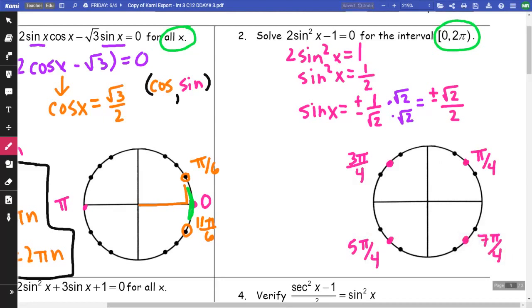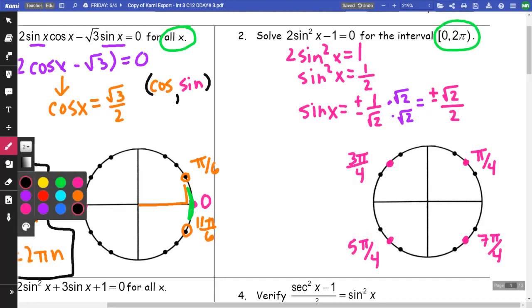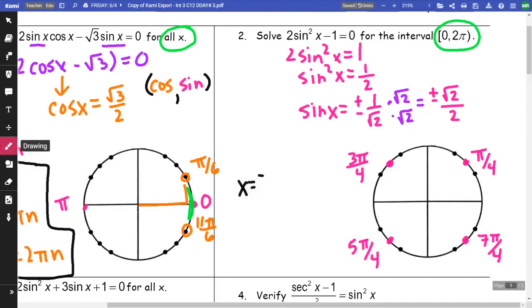Now, in this case, I want 0 to 2 pi. So these 4 would be my answers. I would have x is equal to pi fourths, 3 pi fourths, 5 pi fourths, and 7 pi fourths.